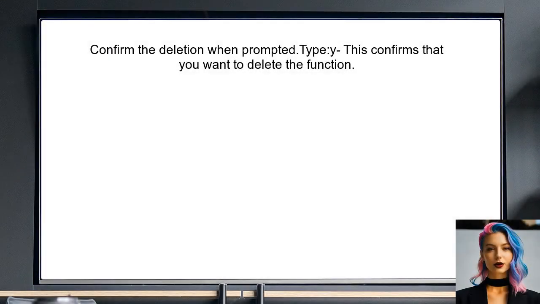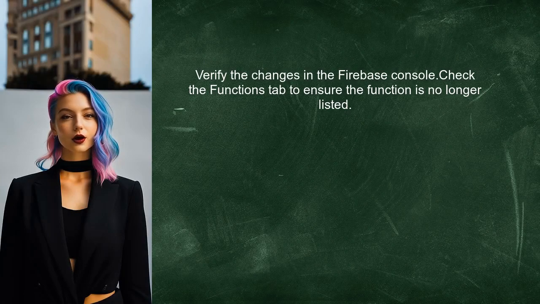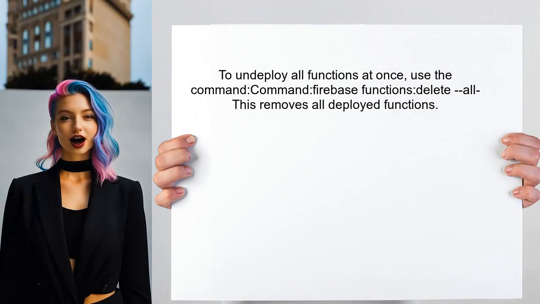After executing the delete command, Firebase will prompt the user to confirm the deletion. The user should type Y for yes to proceed. Once the function is deleted, the user can verify the changes by checking the Firebase console. They should see that the function is no longer listed. If the user wants to undeploy all functions at once, they can use the command firebase functions:delete-all. This will remove all deployed functions.